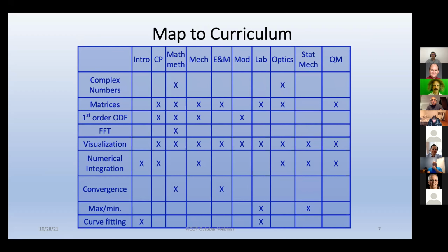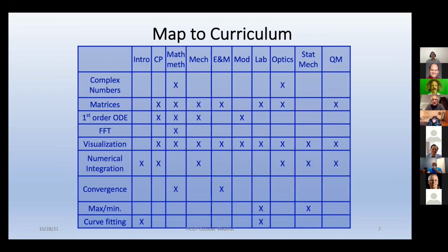It's here. This is not complete, but it just gives you a general idea. The titles in the horizontal direction are all the courses that we have for our majors in the department, and the vertical column is the various topics that come up in these courses. So for example, if you look at visualization, which is in the middle of the table here, we use it very broadly. It could be just as simple as plotting graphs. It could be something a little more sophisticated like animation.